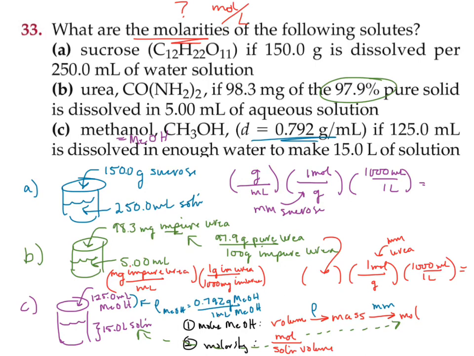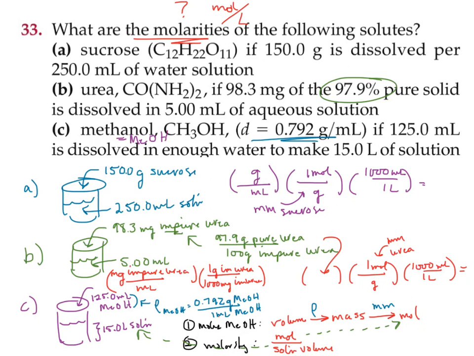The only catch I guess I would mention is C. In C, basically, the solute is a liquid. You're dissolving methanol, and I abbreviated it MEOH. So you're dissolving 125.0 milliliters of methanol for a total solution volume of 15.0 liters.